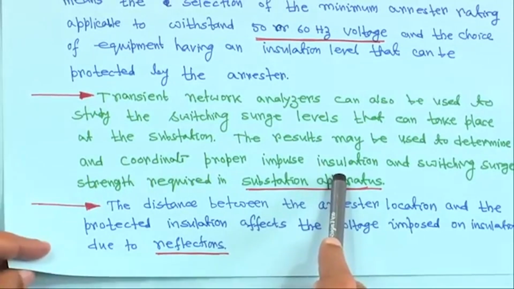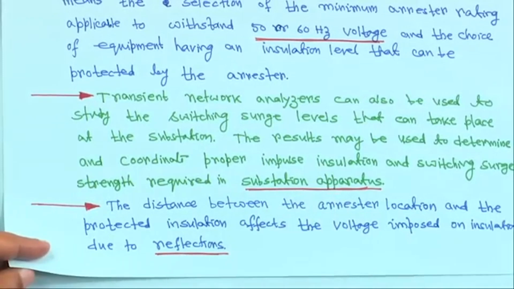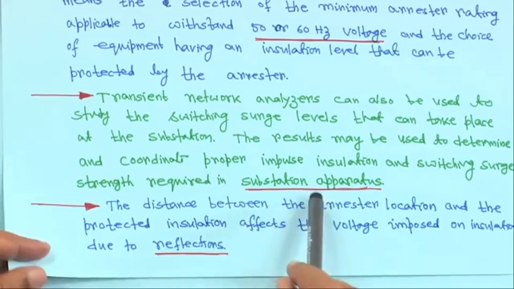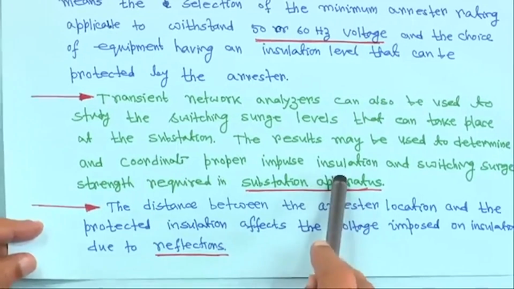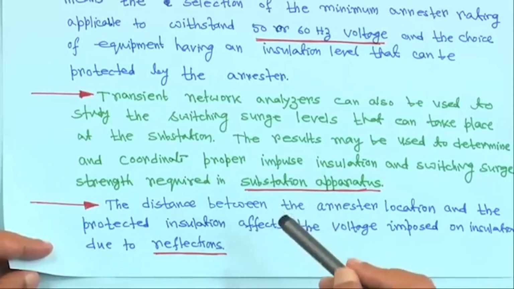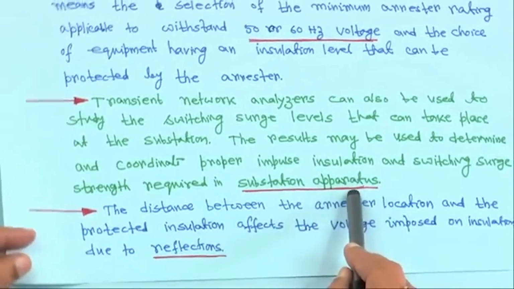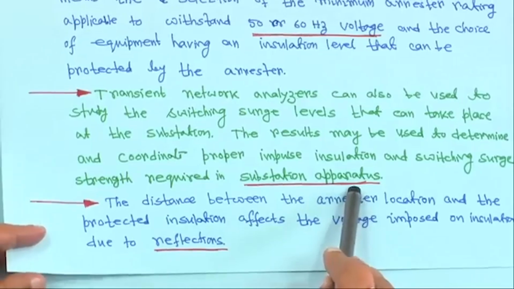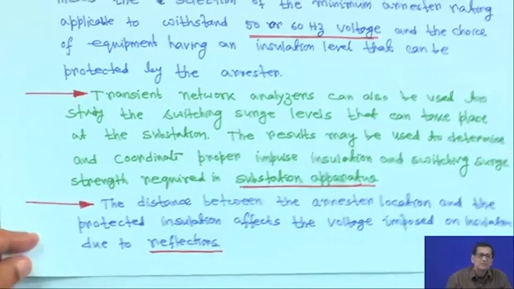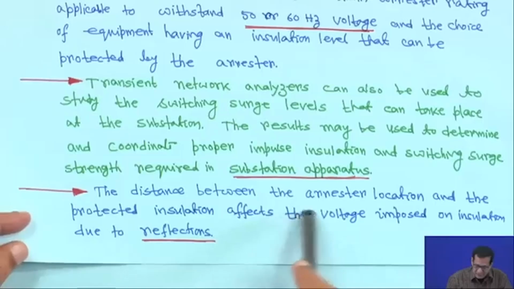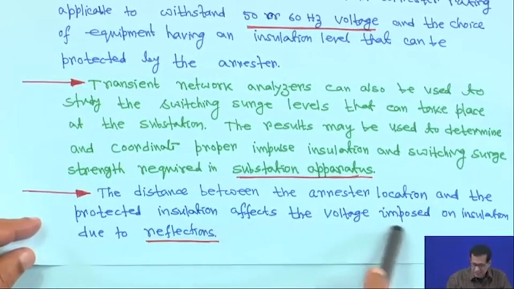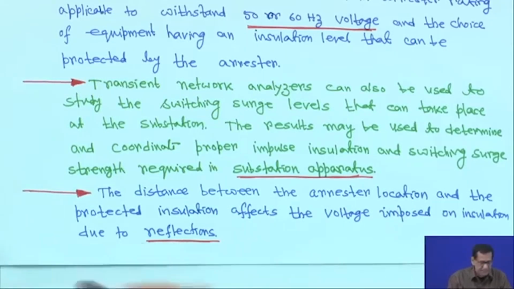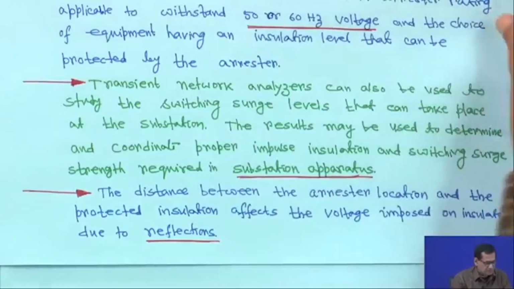If you go to any substation, you will find these lightning arresters there, right. Once you visit, you will see, apparently from a distance you do not know, but you go and see all these things: lightning arresters, then CT, that is current transformer, then potential transformer, how the current transformers are connected, then the insulators, the transformer, circuit breakers, each and everything, and one can learn, right. So, the distance between the arrestor location and the protected insulation affects the voltage imposed on insulation due to reflections. Look, so many things are there, right.